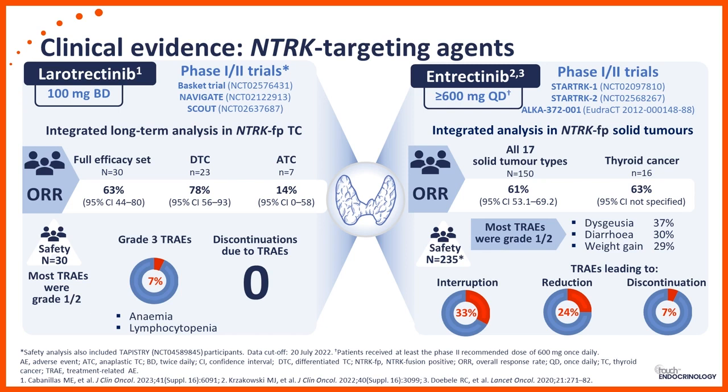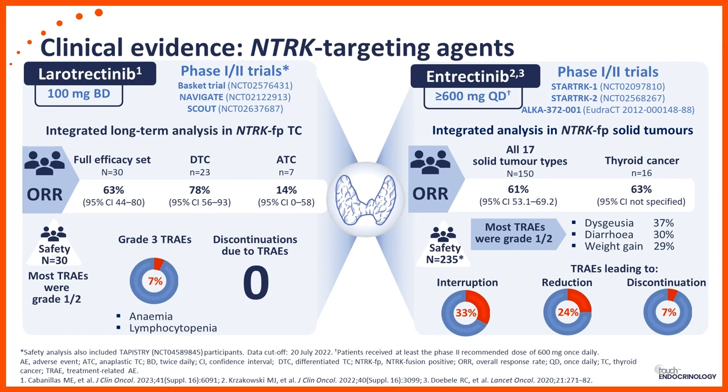My second choice is actually entrectinib, which is also a very good NTRK inhibitor. And in all tumor types, the response rate was 61%. But in thyroid cancer, it was a little lower. It was only 63%. So a little lower response rate in patients with differentiated thyroid cancer, but still very good. So if I had a patient who couldn't access larotrectinib, and in my country I could get entrectinib, sure, I would absolutely want to use that.